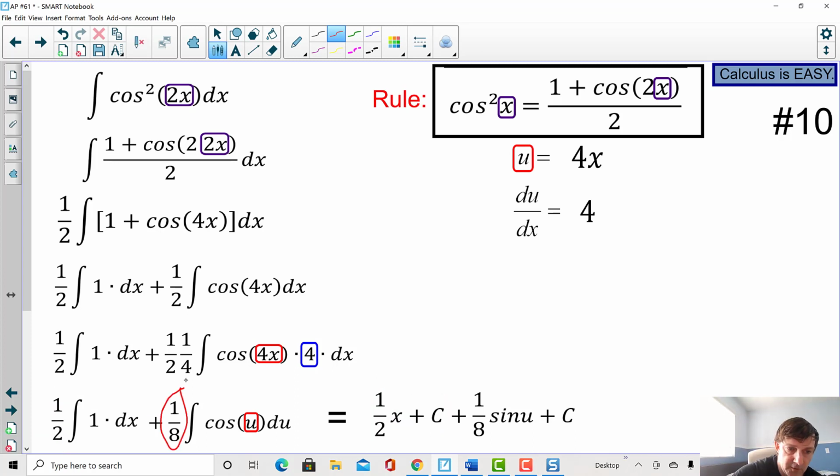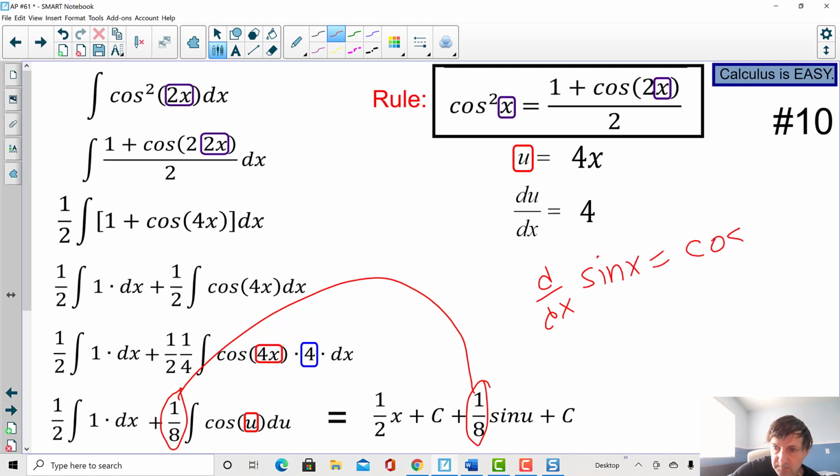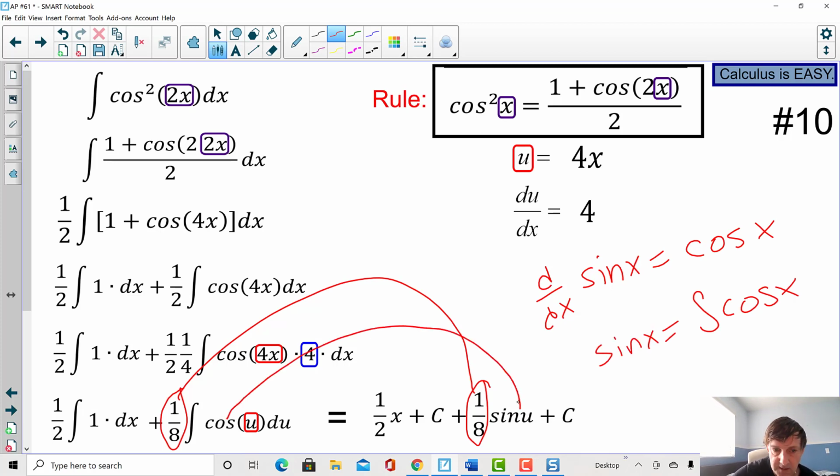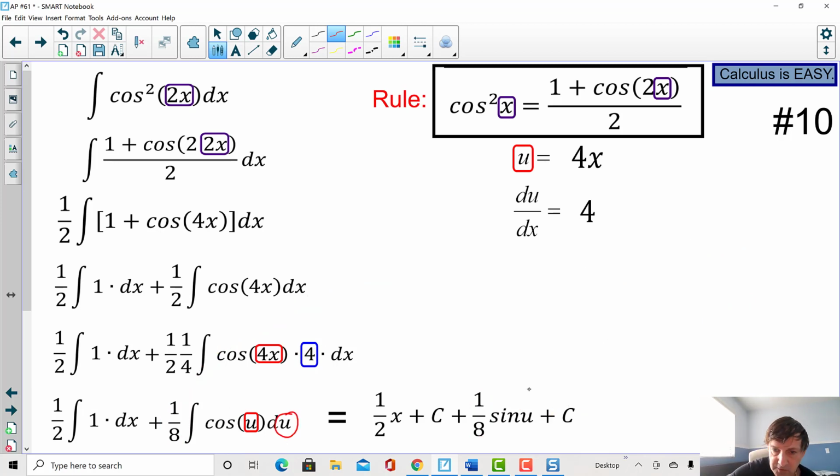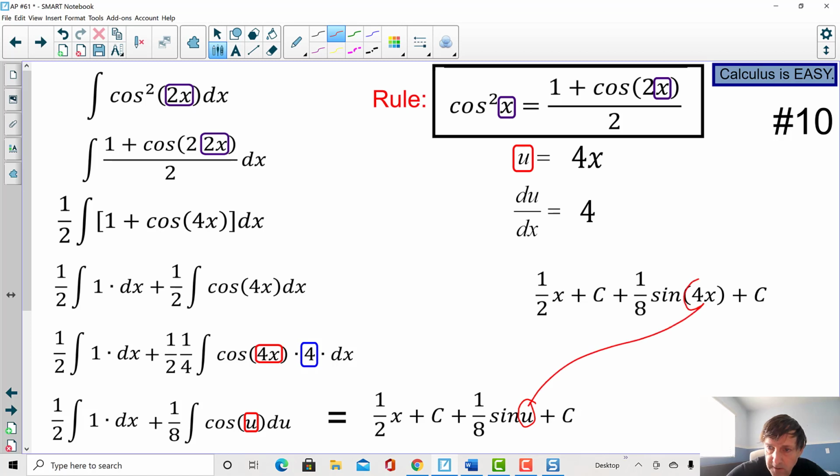Now for the second integral, we have this 1/8, so we bring our 1/8. What is the integral of cosine? Well, the derivative of sine is cosine, so the integral of cosine is going to give us just sine. So that's why this integral is just going to give us a sine. Don't forget your plus c. And because this integral was a function of u, we're going to put the letter u here. But our original integral was a function of x, so don't forget to trade your u for the 4x. Okay, there we go. Our u is 4x.